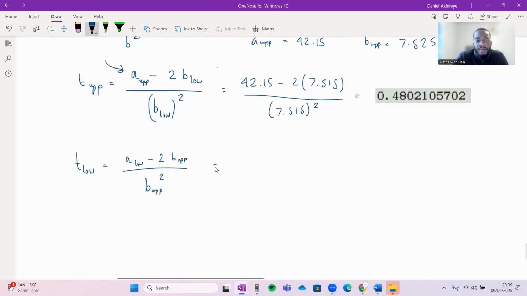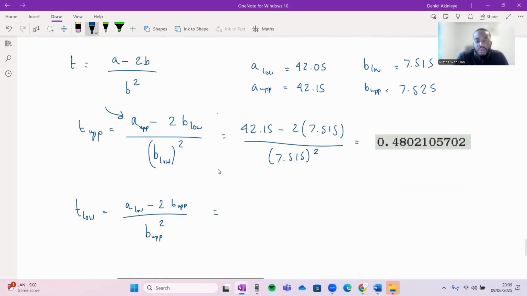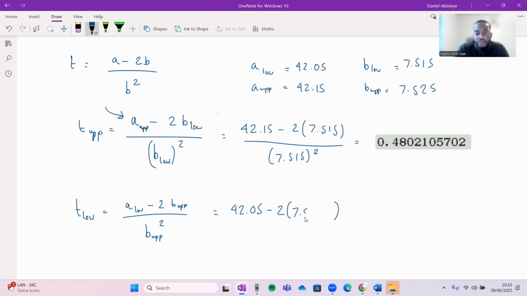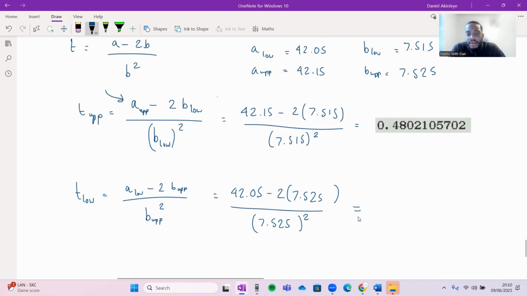So now we just plug in those numbers. What was the lower bound of a? It was 42.05 minus two lots of 7.525. What is the upper bound of b? It's 7.525, over, and then it's going to be 7.525, like that, all squared. Does that make sense, guys? Are we happy with that?